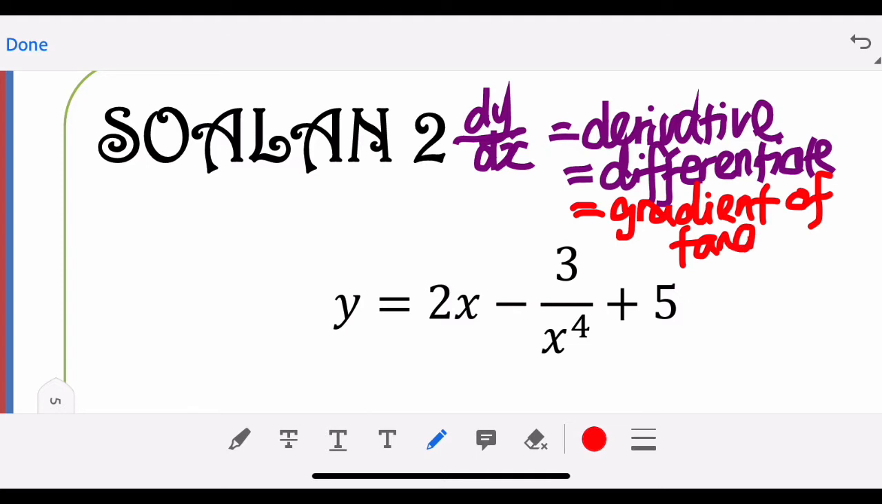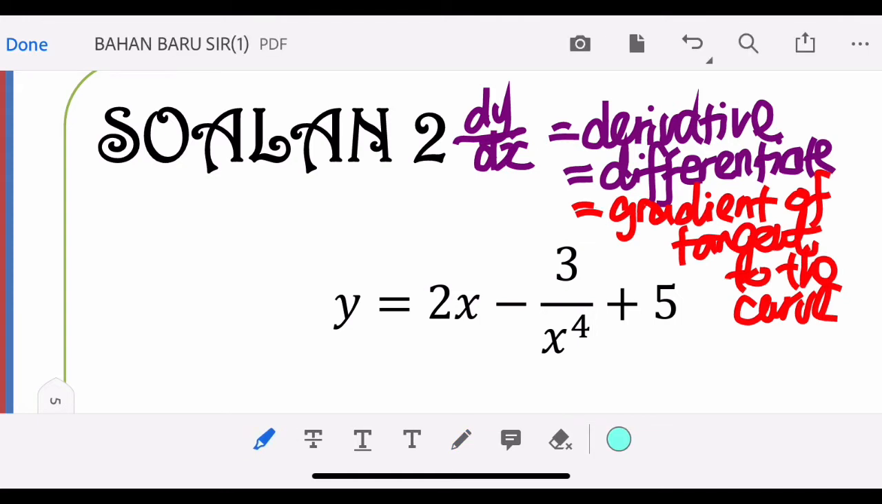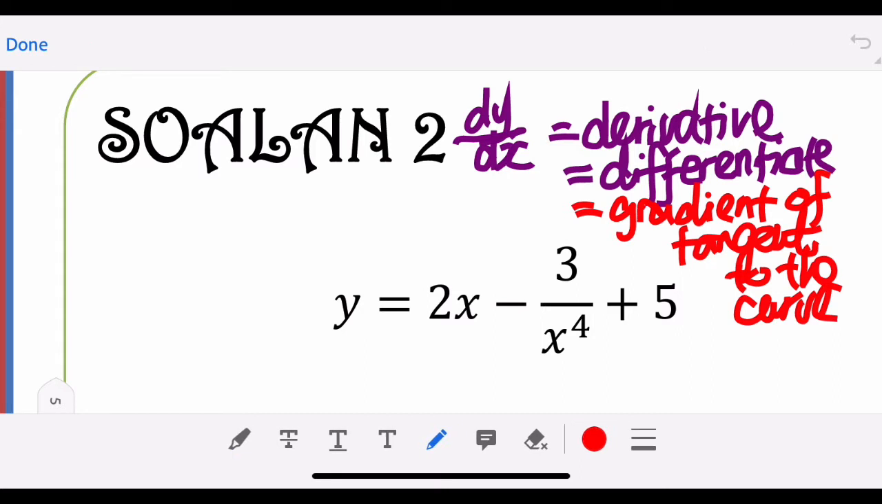Sometimes they will say find the gradient of tangent. It all means dy/dx, okay? So the question can say find the derivative, differentiate, or gradient of tangent to the curve. All these have the same meaning of finding dy/dx.